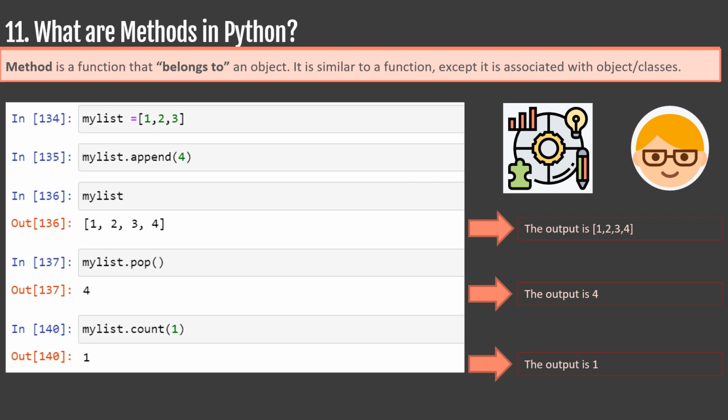In the Python code examples shown above, the method append is used to add the value 4 to my list. Hence the output for my list is 1, 2, 3, 4. The method pop is used, which picks up the last value in the list. Hence the output is 4. The count is used to count the number of times a specific value has occurred in the given list. 1 is just used once. Hence the output is 1.